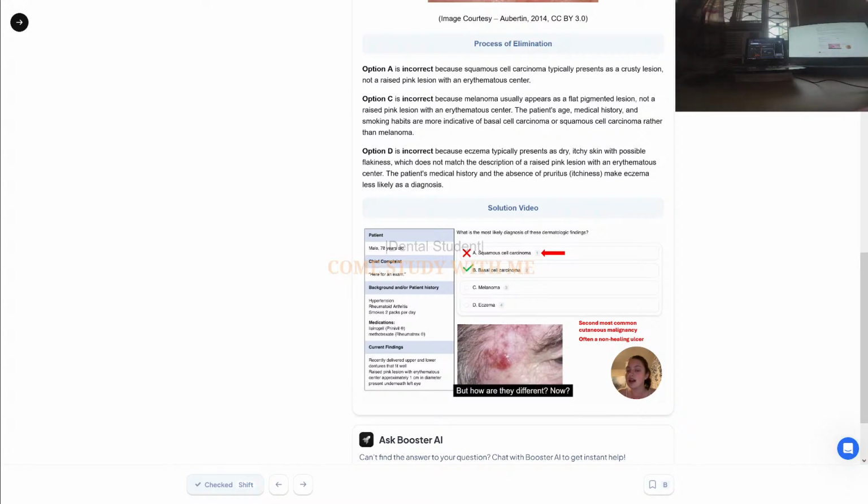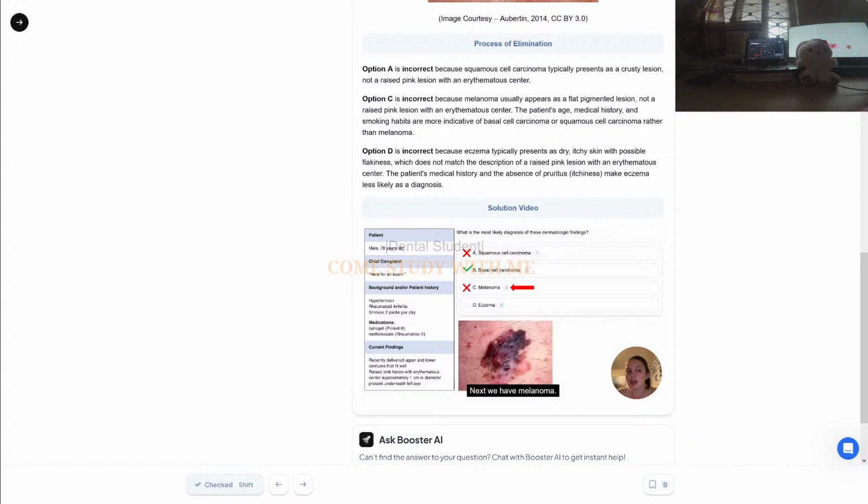But how are they different? Now, these lesions present quite differently. Squamous cell carcinoma is not a raised, round pink lesion with an umbilicated erythematous center, but instead it's a non-healing, ulcerated, scaly patch. Basal cell carcinoma is also more common in the exact mask area, while squamous cell carcinoma is more common on the scalp and tops of the ears. Squamous cell carcinoma is also seen intraorally quite often, unlike basal cell carcinoma, and is typically a diagnosis with a worse prognosis. Next, we have melanoma.